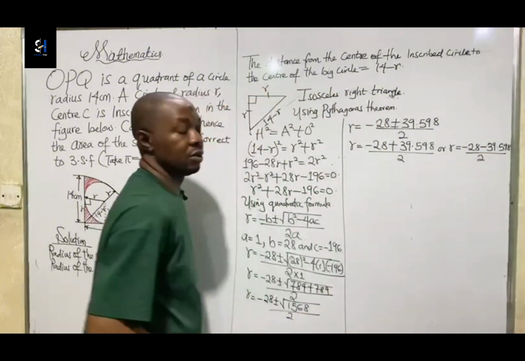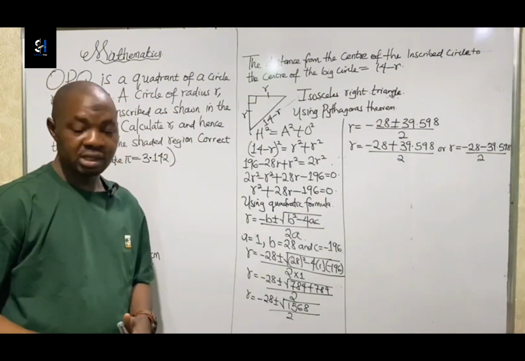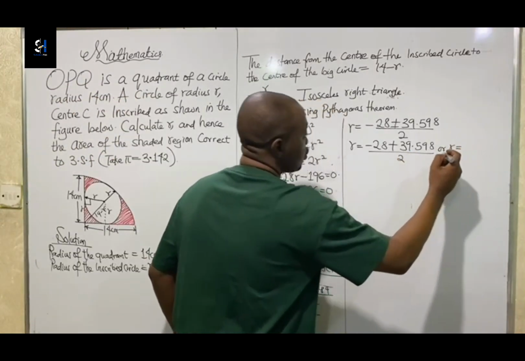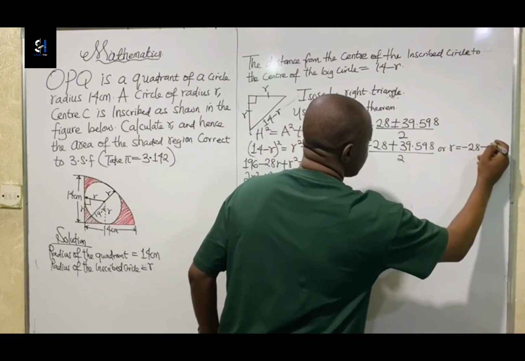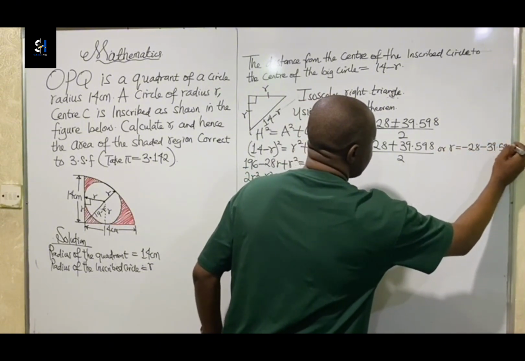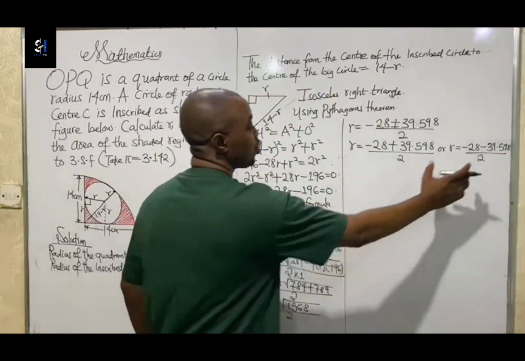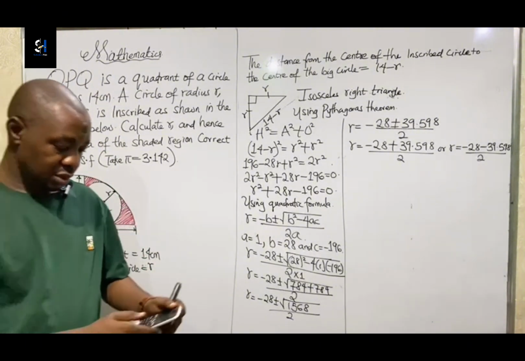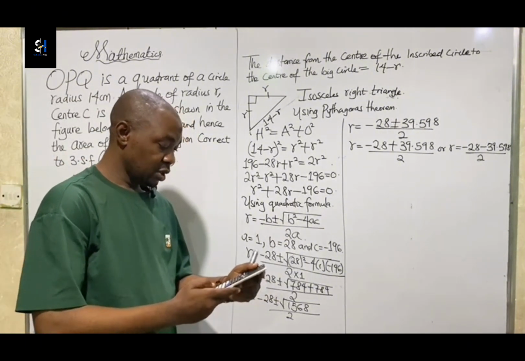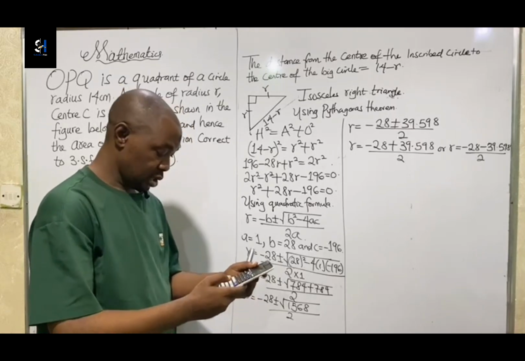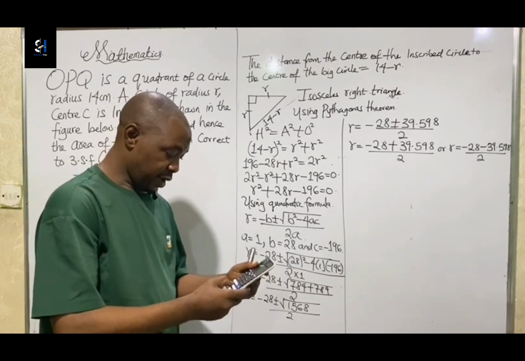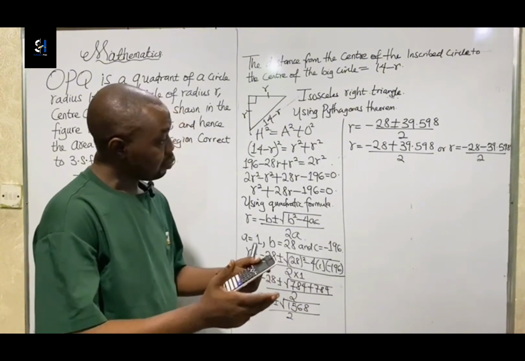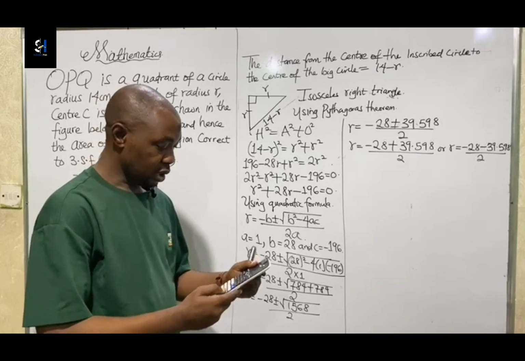Now, this one will not be necessary, because it will be negative. We need the value of r, which will be what? Positive. So what we have here is 39.598 minus 28.